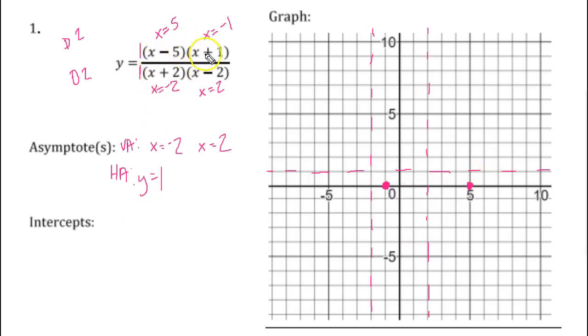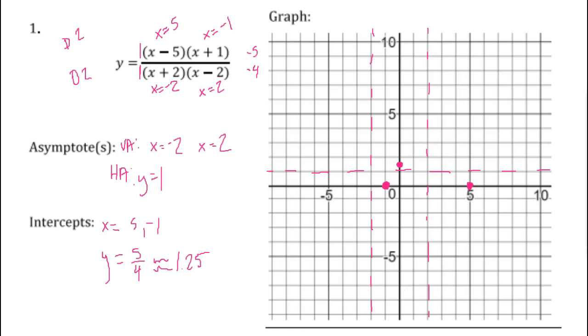Y-intercepts, we just need to plug 0 in, or substitute. We say substitute 0 in for x. So that would give me -5 times 1, which is just -5, and 2 times -2, which is -4. Negative divided by negative is positive 5/4. So we have x-intercepts at 5 and -1, and our y-intercept is going to be at 5/4, which for graphing purposes is 1.25. So 1 and a little bit more than that.